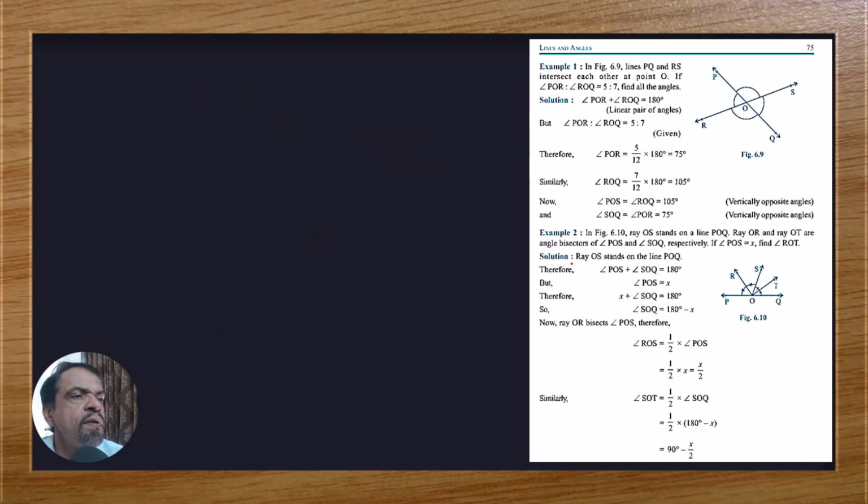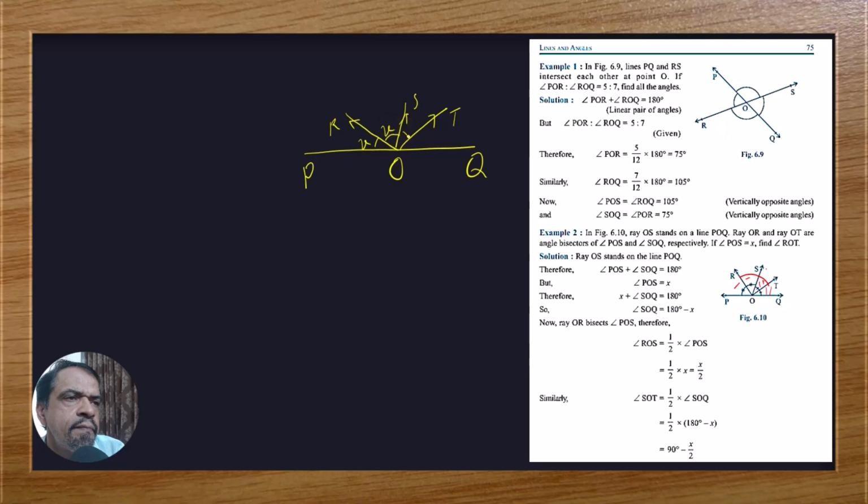Now see students, example number 2 is very important, and the solution given is somewhat tedious. We'll see it with very easy steps. See, it is given that OR and OT are angle bisectors. It means these two angles and these two angles are equal to each other, and we need to find angle ROT. So let us suppose this angle is x and this angle is x, because the bisector makes both angles equal. And on this side, let us suppose y, y, because OT is also a bisector. We need to find this ROT, which I mark in red.